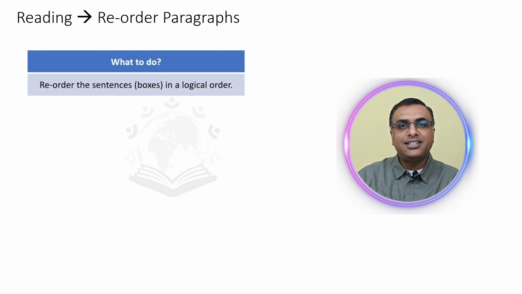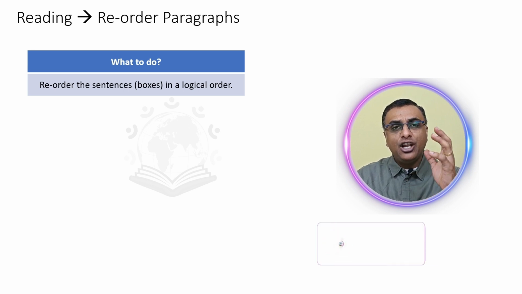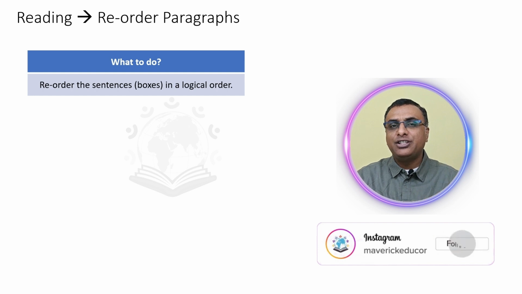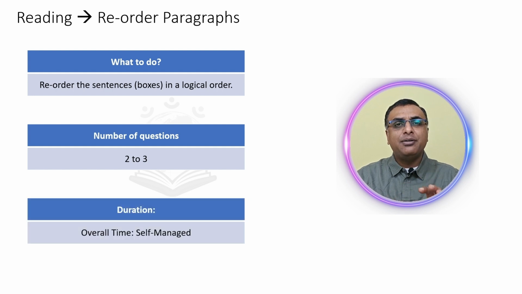Moving ahead, let's understand the basic details of the reorder paragraph question. What needs to be done? PTE says we will give you a paragraph with jumbled sentences. You will have to arrange the paragraph in a logical sequence. That is what needs to be done in a nutshell for 2 to 3 such reorder paragraph questions. Next, overall time is self-managed. You need to manage each of the reorder paragraph questions effectively in terms of time so that you get a good amount of time to attempt all the questions of reading fill in the blanks.